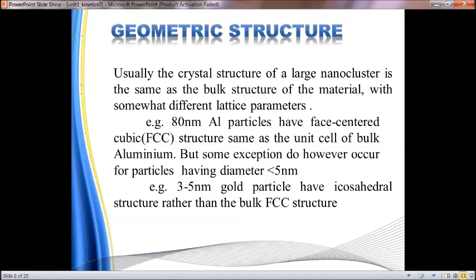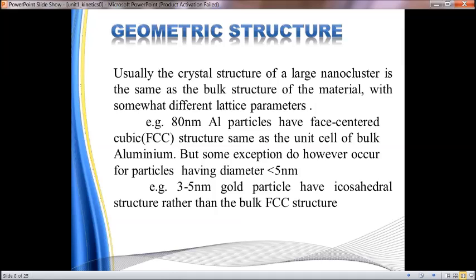For example, an 80 nanometer aluminum particle has a face centered cubic structure, which is given as FCC, the same as the unit cell of bulk aluminum. So bulk aluminum and nanometer aluminum particles have the same structure. But there are some exceptions in nanoparticles having diameter less than 5 nanometer. For 80 nanometer it has the same structure, but for less than 5 nanometer a little difference has been noted. That difference is that 3 to 5 nanometer gold particles have an icosahedral structure.